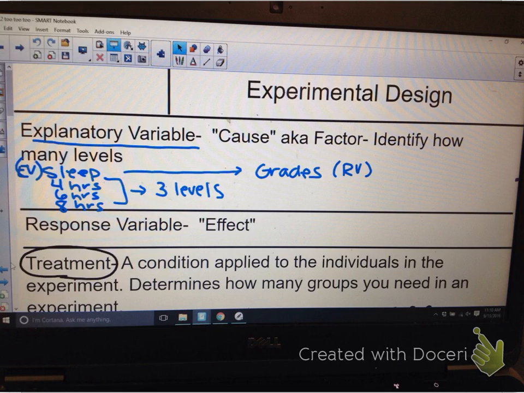What exactly is an explanatory variable? Remember, it's considered the cause, but I put it in quotes because we never want to use the word cause in statistics. An explanatory variable is also known as a factor, and you always want to identify how many levels there are. So for example, if I put you into 3 groups, you guys get 4 hours of sleep, you guys get 6, you guys get 8, there's 3 levels there, 4, 6, and 8. The response variable is the effect. It's what you're measuring. So if I was doing sleep and looking at the effect on grades, the grades are your response variable.